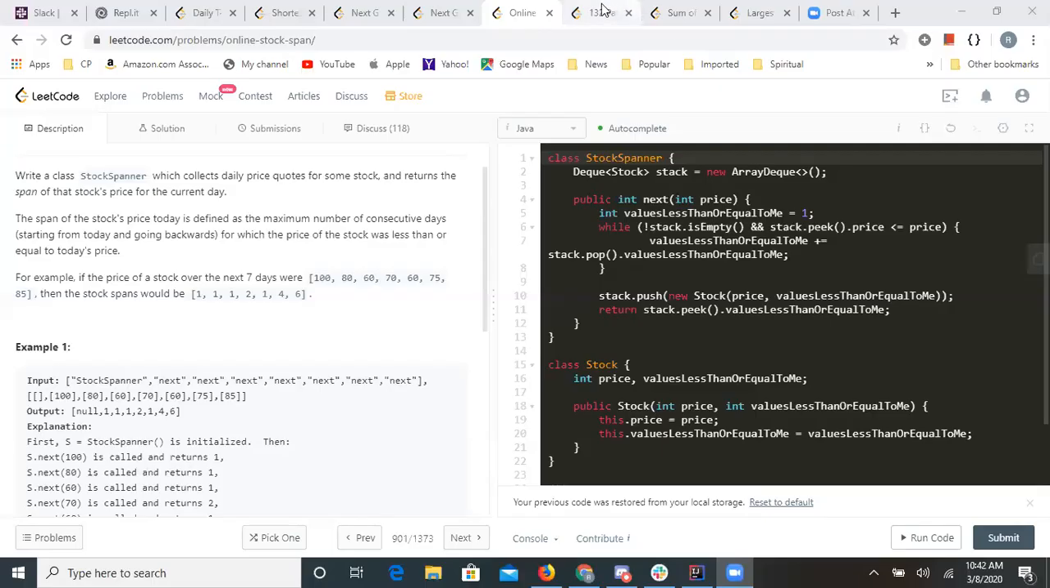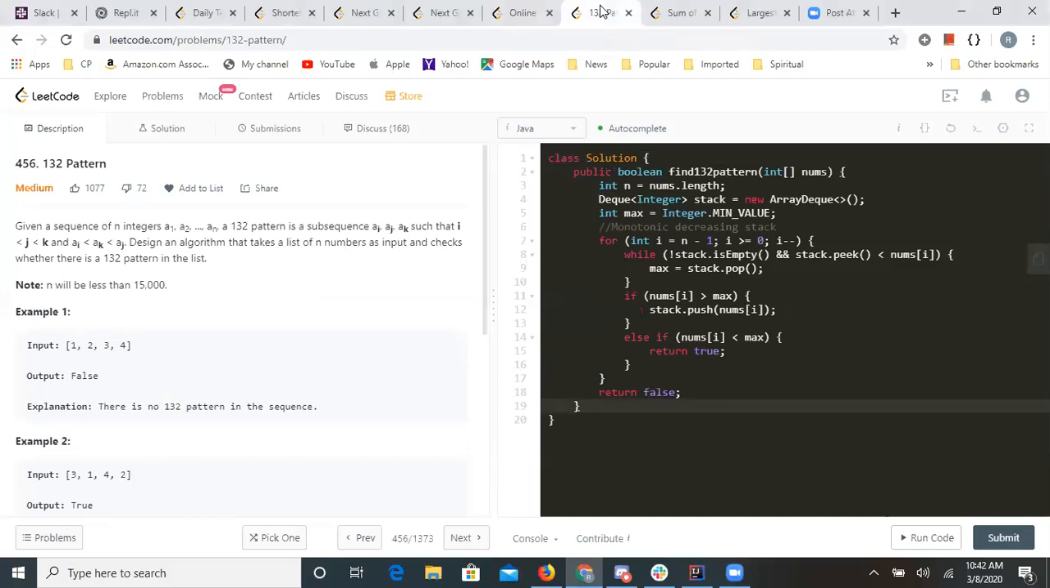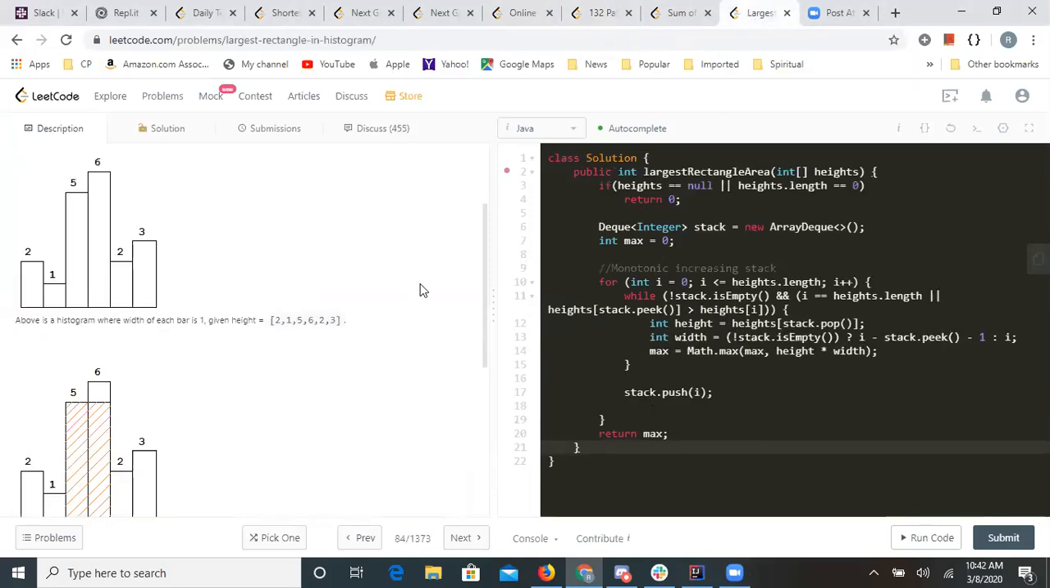Actually, we can do all these problems, guys, but the thing is, I try to make it faster, but these things take time. So, okay, 132 pattern is very similar. I will just show you the code. Go ahead and try to apply this same concept. We are not going to do this today.